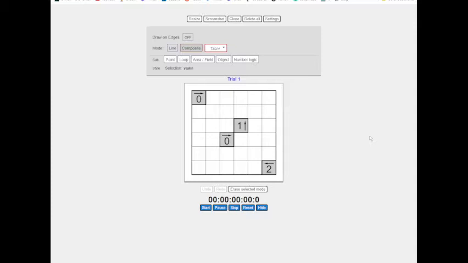So I'm going to assume that you've already looked at the rules page. I'll have a link to that in the description. But the goal of Yajilin is to draw a loop through some of the cells, and you can shade in the rest of the cells so that there are no two shaded cells adjacent, so this would be bad, and every single clue is pointing to exactly that many shaded cells.